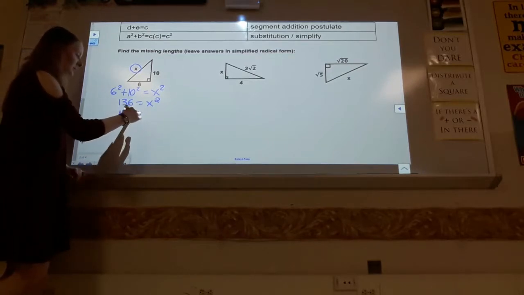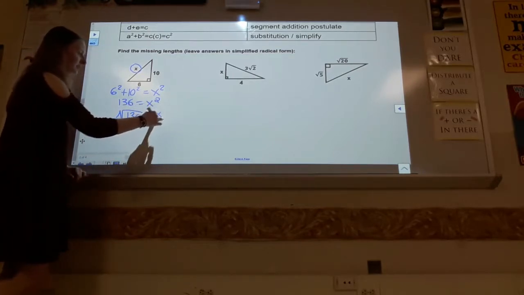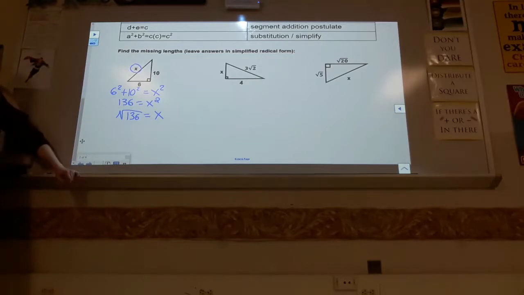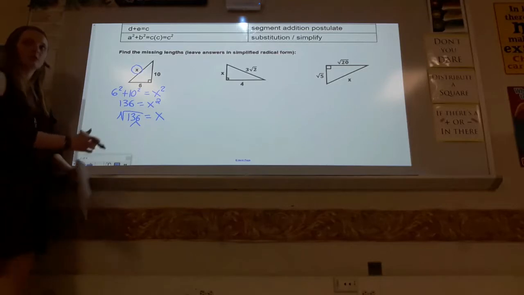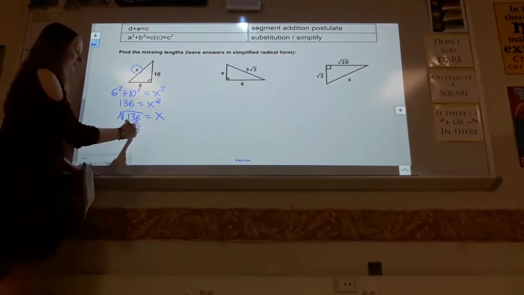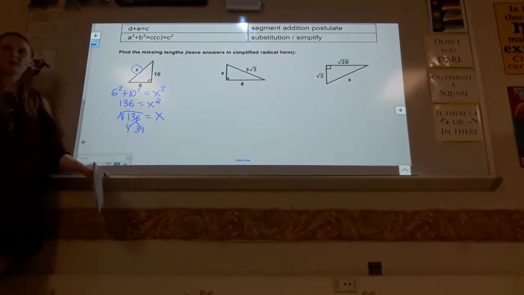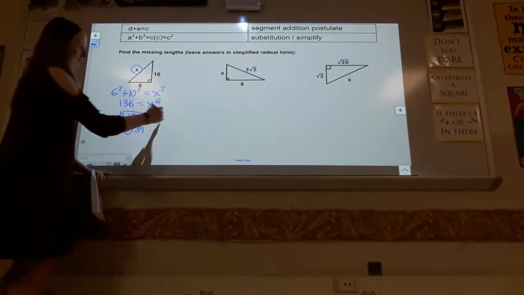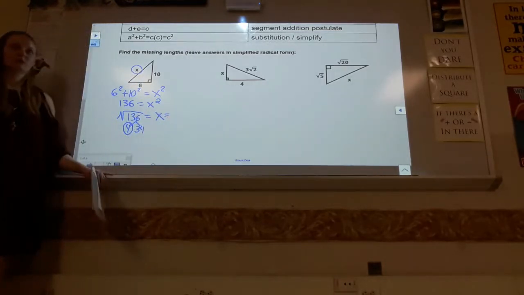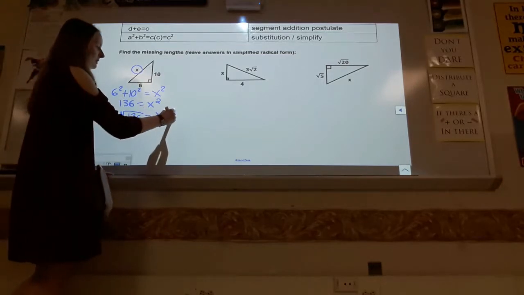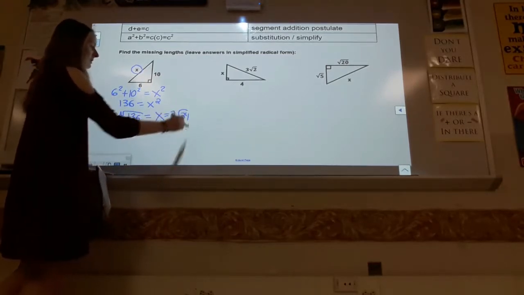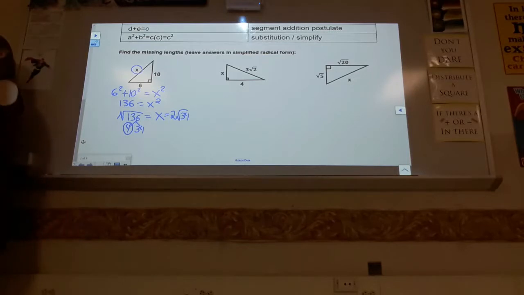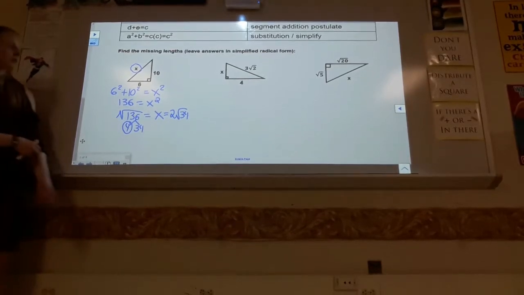Now remember, anytime you are working with square roots, you always have to simplify it. You may not give me the answer as a decimal. We're using the most accurate form. 136 is 4 times 34. Can you split 34 any further into perfect squares? No, this is 2 and 17, which are both prime. Therefore, 4 is the biggest perfect square. So how would I simplify that square root? 2 square root 34.